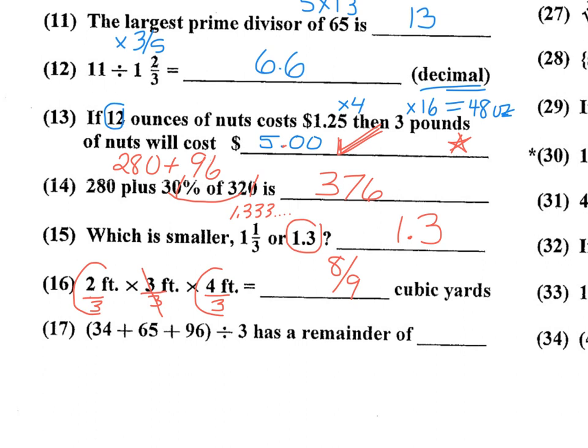34 divided by 3 has a remainder of 1. 65 divided by 3 is actually a remainder of 2. 6 plus 5 is 11, and 11 is 1 plus 1, so that's 2. And 96 divided by 3 has a remainder of 0. So now I have 1 plus 2 is 3. Now, if you're dividing by 3, you can't have remainder 3. Since 3 is a multiple of 3, the remainder is actually 0.